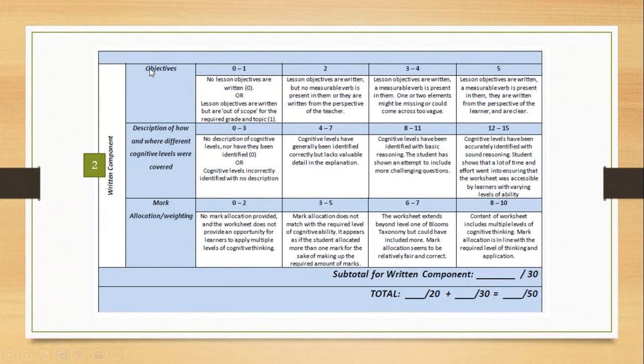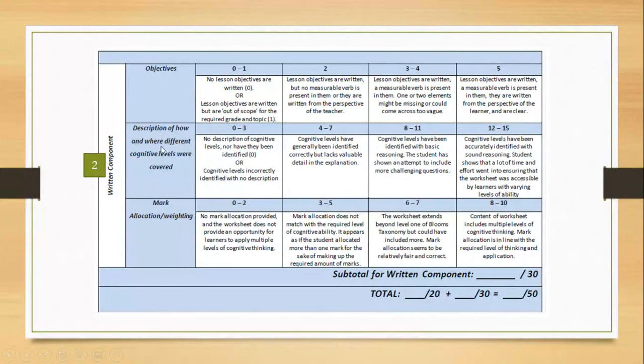Your objectives are written, a measurable verb is present in them. They are written from the perspective of the learner and are clear. And they match the questions in your assignment. Do not just write a list there and do something else in your assignment. It should match. The objectives should match the question's content.